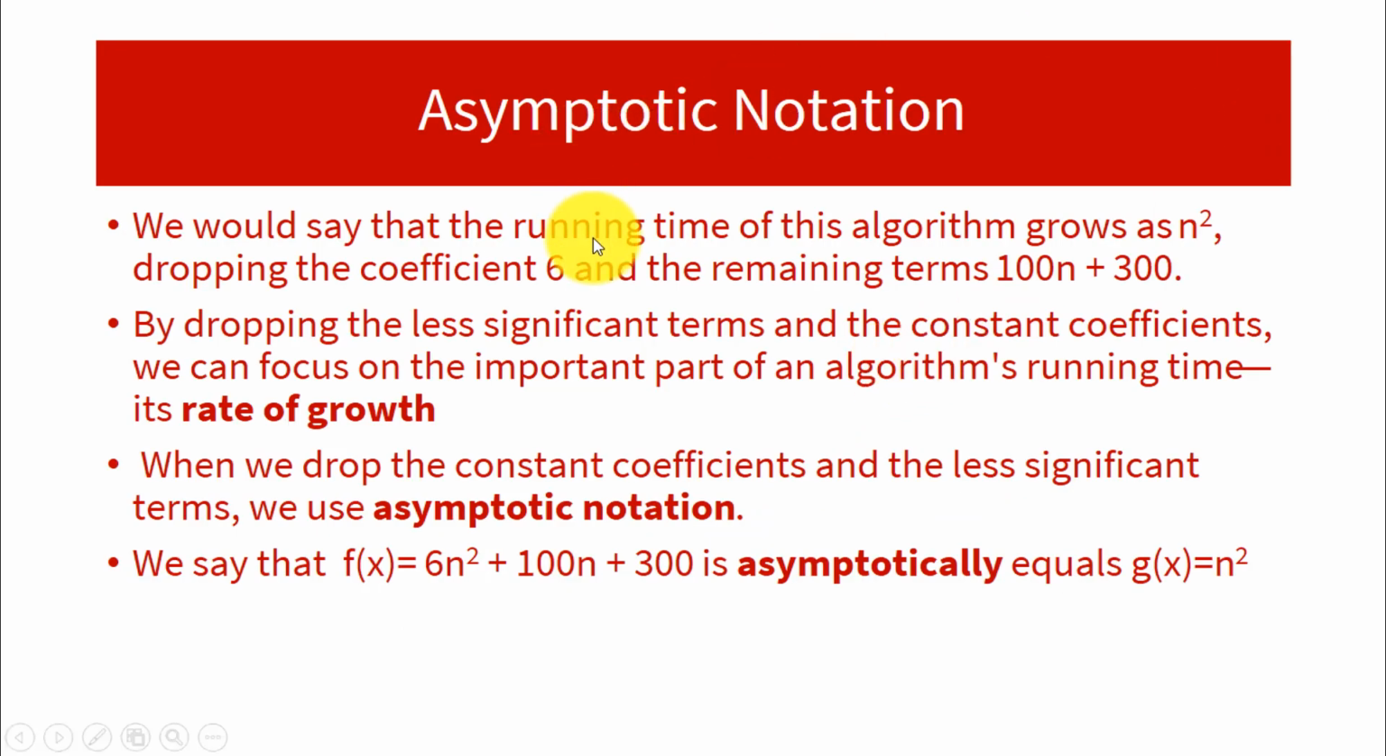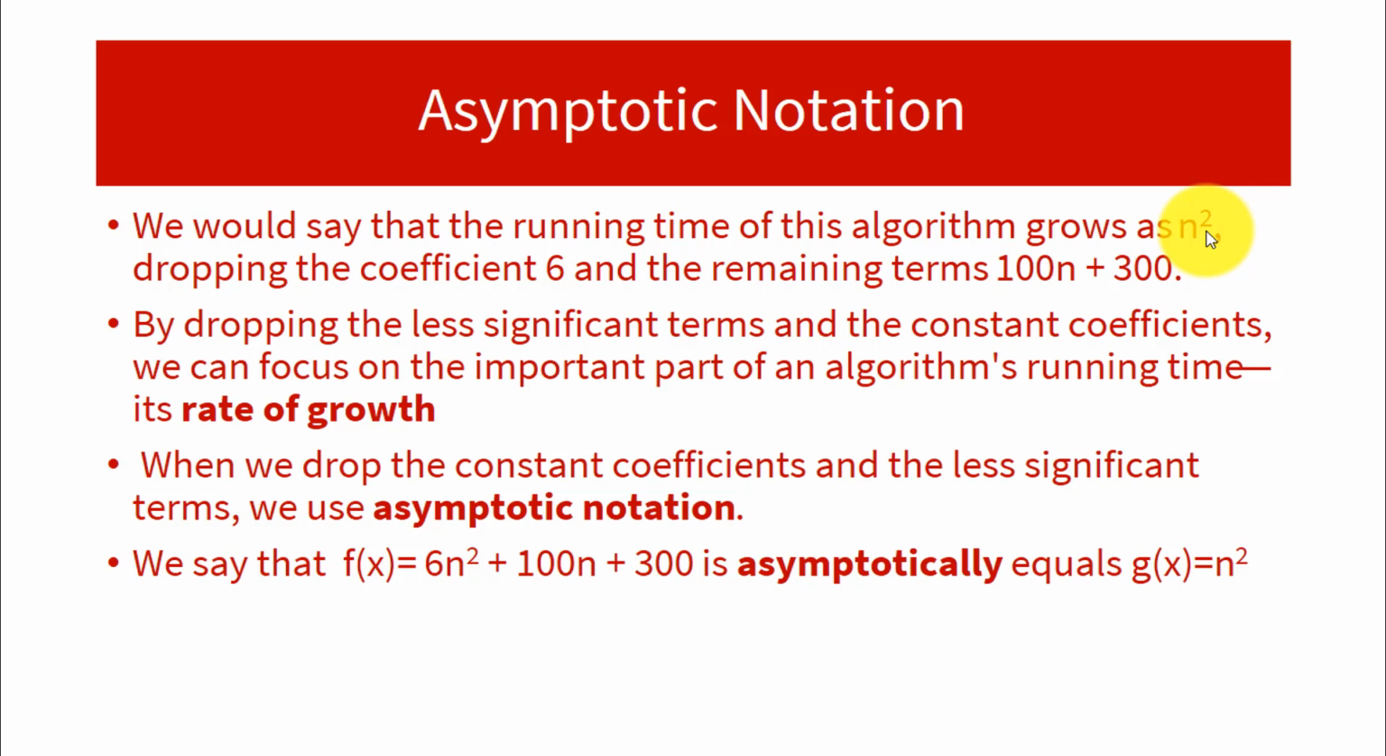So now let's talk about asymptotic notation. We would say that the running time of this algorithm grows as n squared, as I mentioned before, dropping the coefficient 6 from the 6n squared term, and the remaining terms, which are called lower order terms, because their contribution is nothing as compared to the n squared term when n becomes extremely large. This is an important thing to remember, because when I say n, it means the size of the input. And for you to understand it clearly, imagine it is the size of the array.